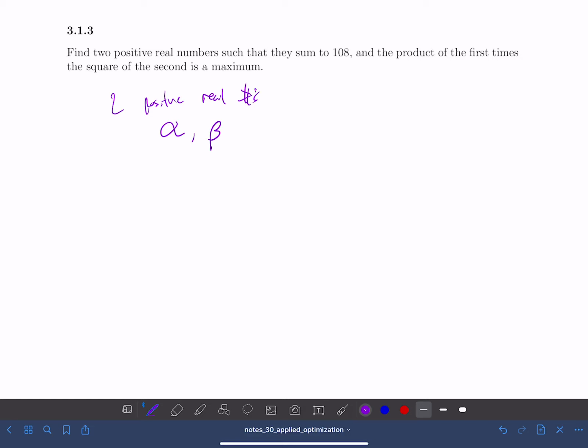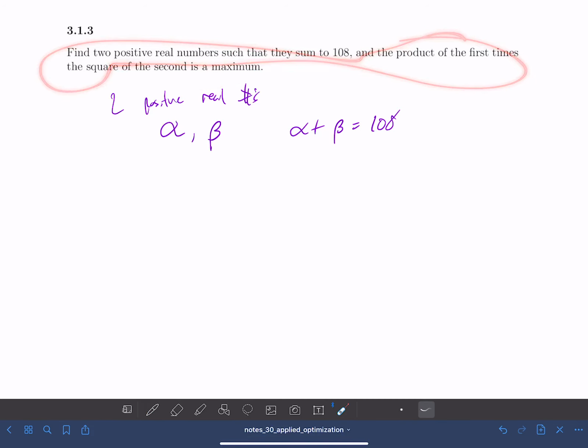Ooh, let's constrain them. They sum to 108. What are we doing? Maximizing this weird thing right here: the product of the first times the square of the second. Alpha times beta squared. Omega. Maximize.